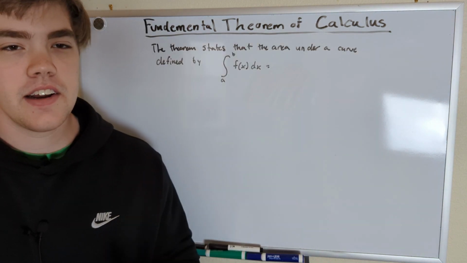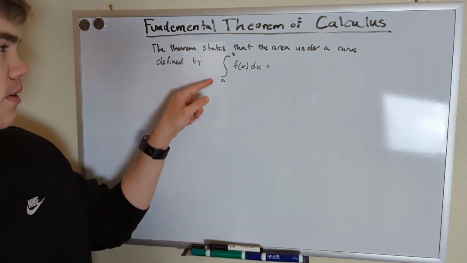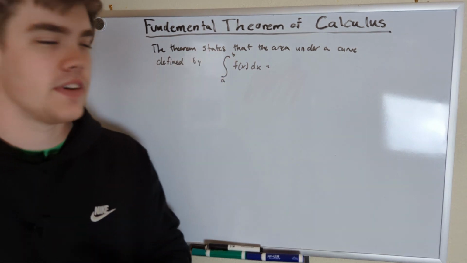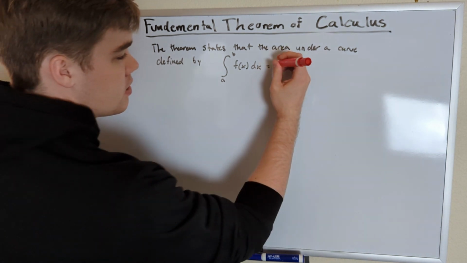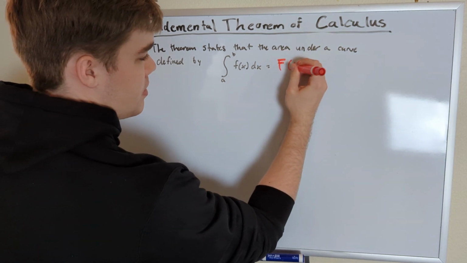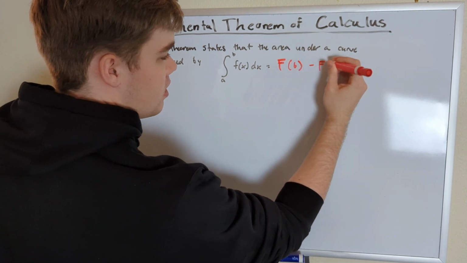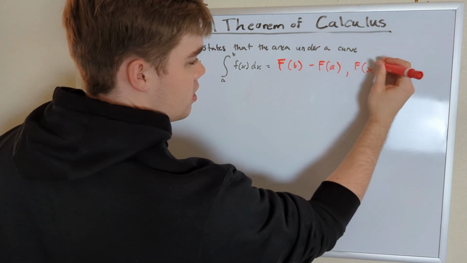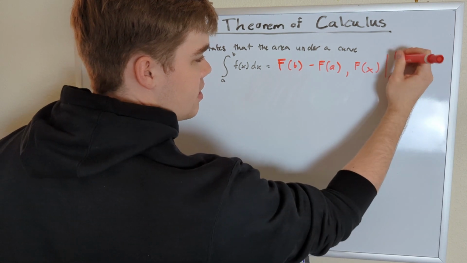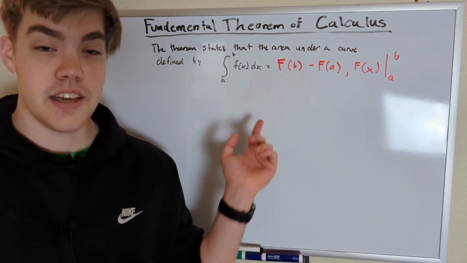The theorem states the area under the curve defined by the integral from a to b, those being constants or variable numbers, of f of x dx is equal to F of b minus F of a. And this can also be written as F of x from a to b. Let's talk about this a little bit because this is extremely important.